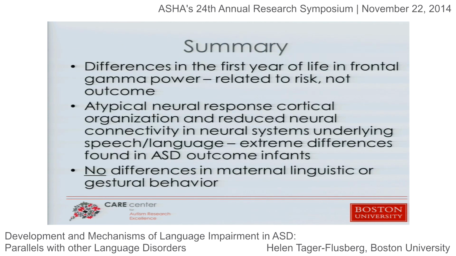So to summarize, there are differences in the first year of life in frontal gamma power. This is related to risk and not to outcome. We also see an atypical neural response and cortical organization, and reduced neural connectivity in the brain systems underlying speech and language. Here we found more extreme differences in the autism outcome infants, but we also saw the same pattern and direction of findings in those infants who don't end up with autism. And we found no differences in maternal linguistic or gestural behavior.